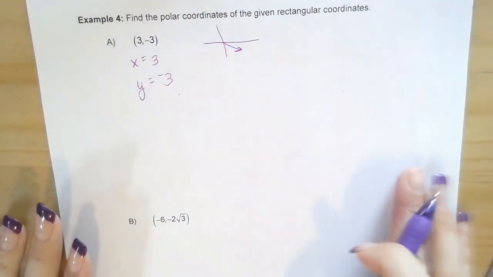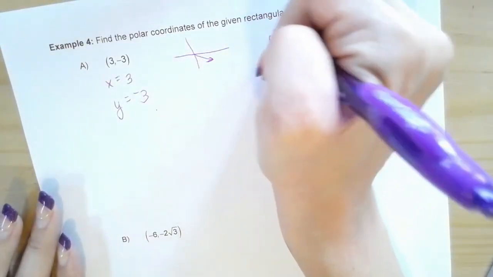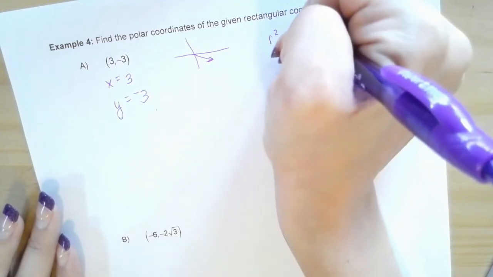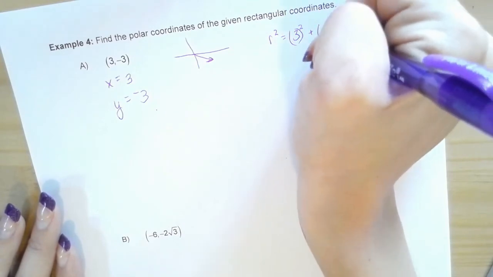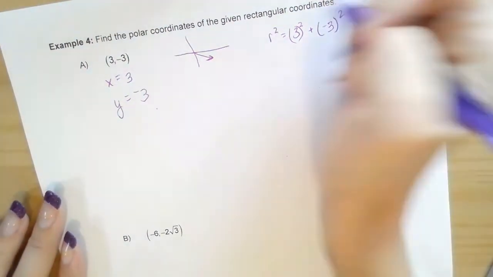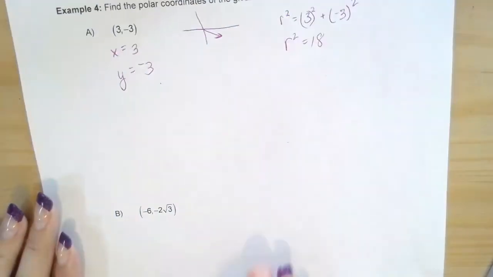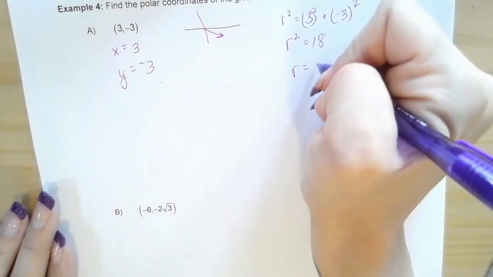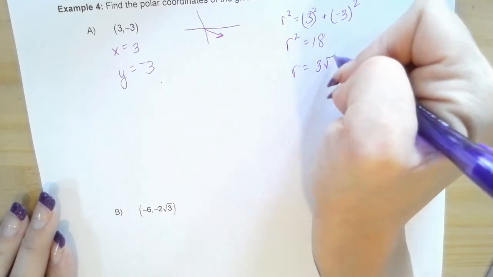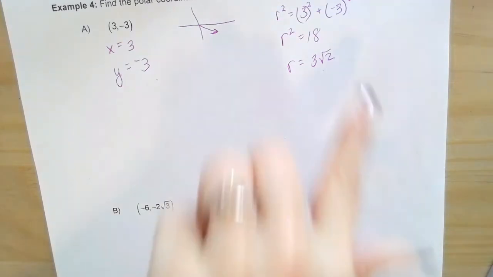Okay, so first of all, let's find our r. Remember that r squared equals x squared plus y squared. Okay, we do this out, we get r squared equals 18. Take the square root. Now remember, we want exact answers, guys. So r happens to come out to 3 square root of 2. Okay, square root of 18, you have a perfect square of 9 in there. So I take the square root of 9, which is 3, leaving 2.